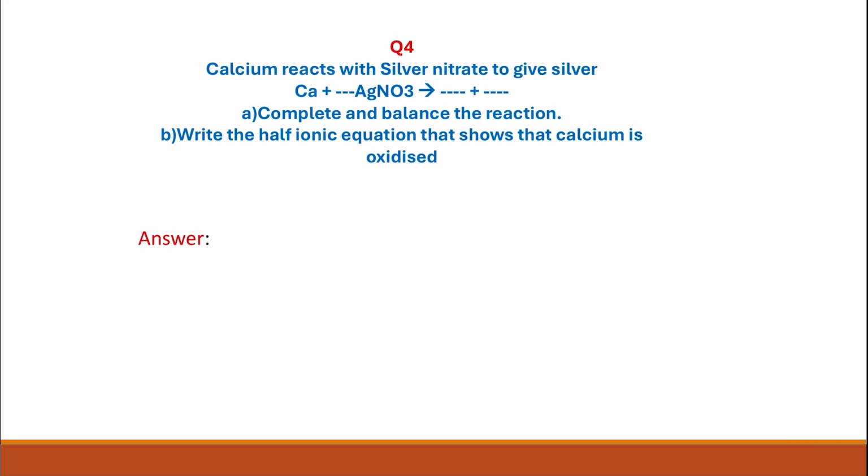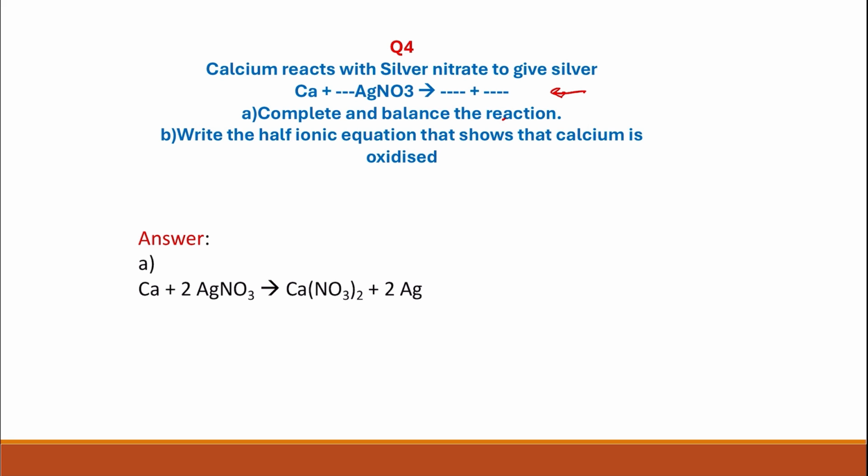So this is the equation. The equation is incomplete. So the first question is to complete and balance the equation. Question B is to write the half ionic equation that shows that calcium is oxidized in this reaction. So for the answer to A, we need to balance the equation.